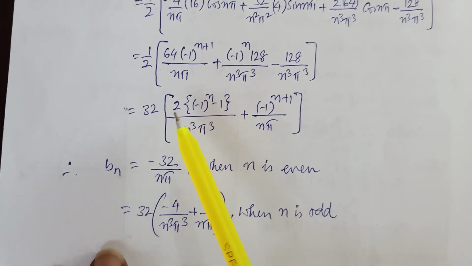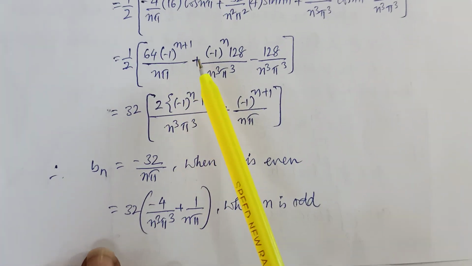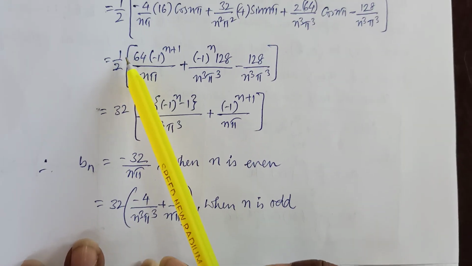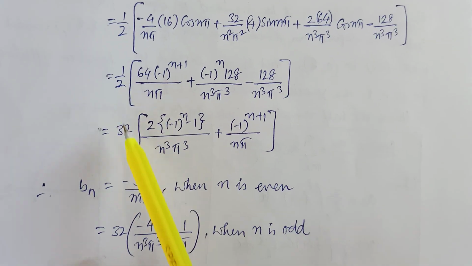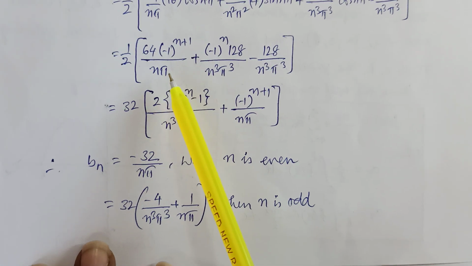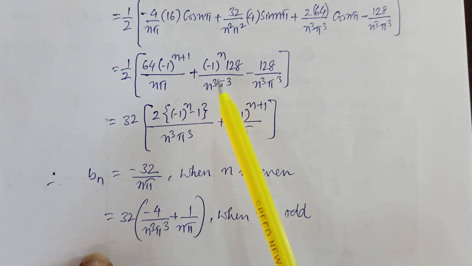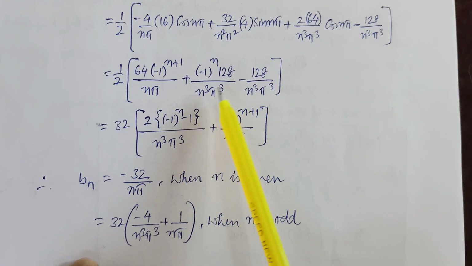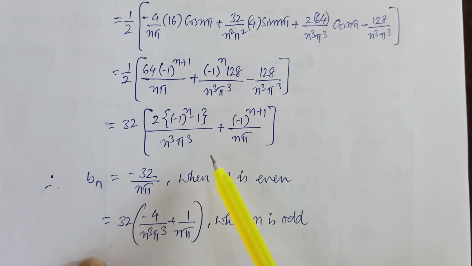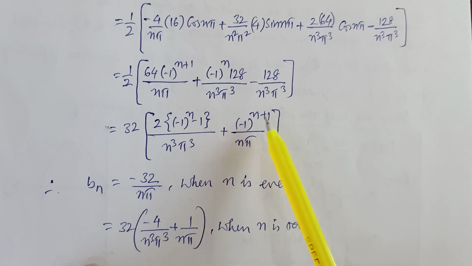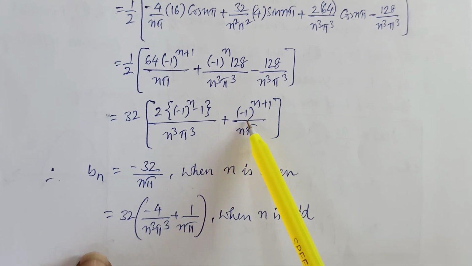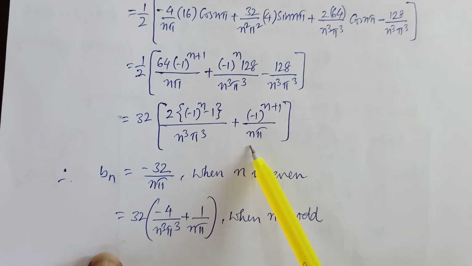Now what you can take common here is 64; 2 into 64 by 32, so you get a cancel here. Now we can take this common from this n cube pi cube, and we will get this minus 1 whole power n plus 1 by n pi.